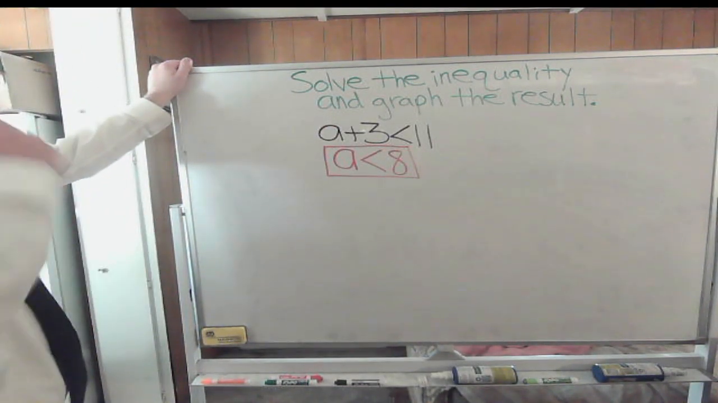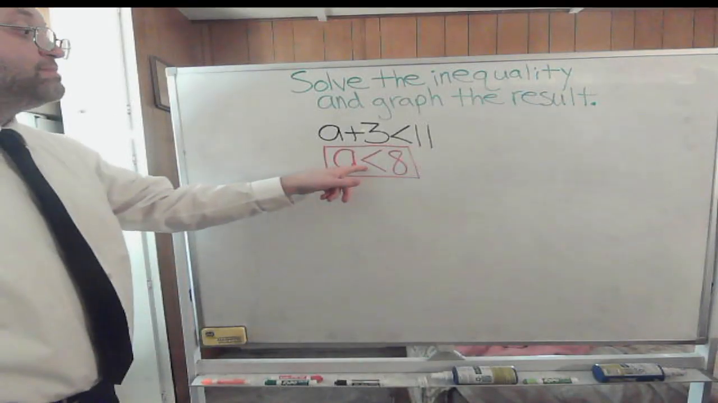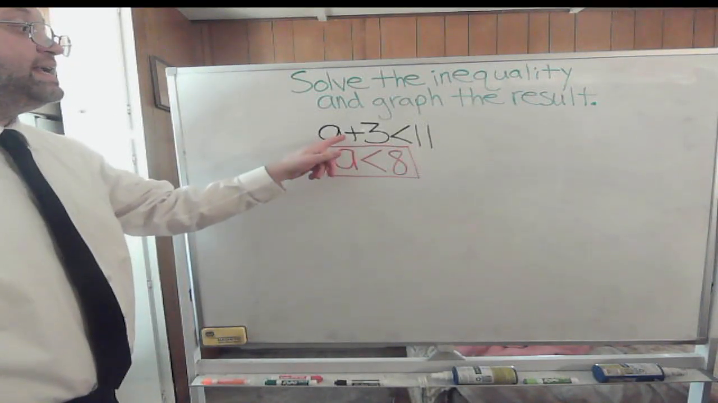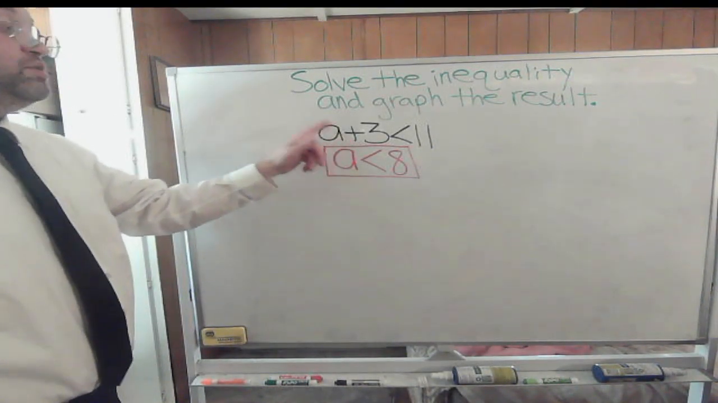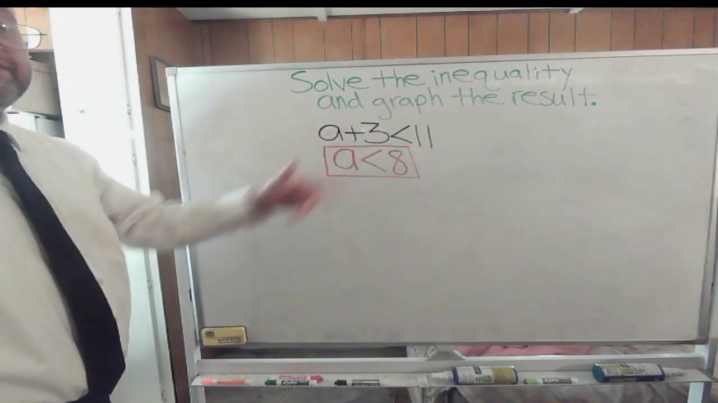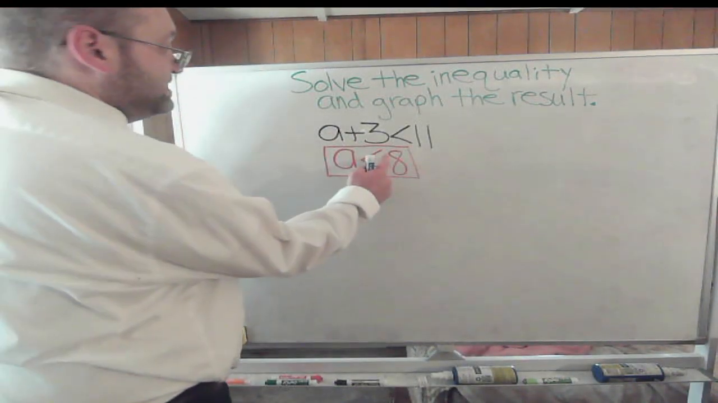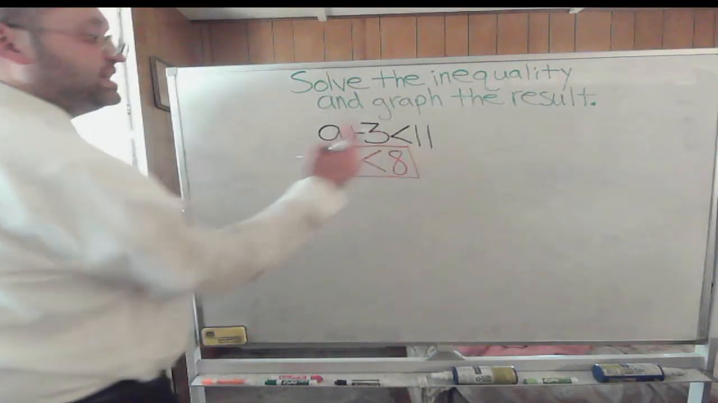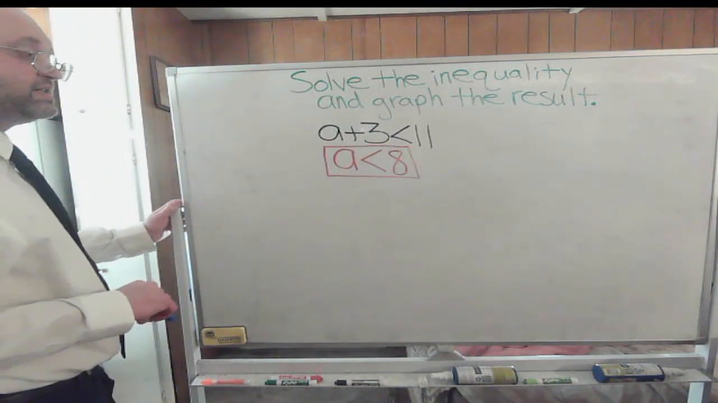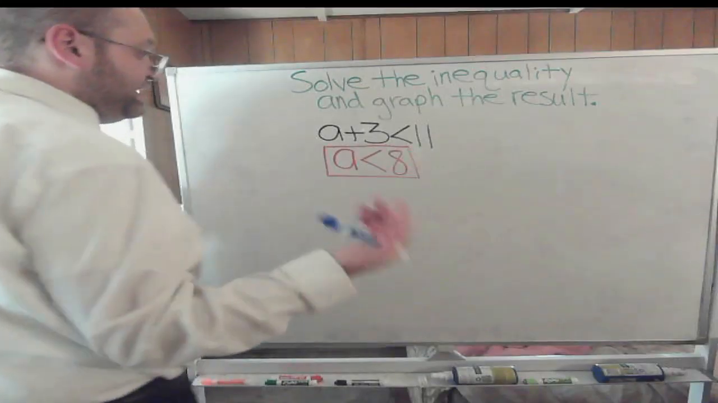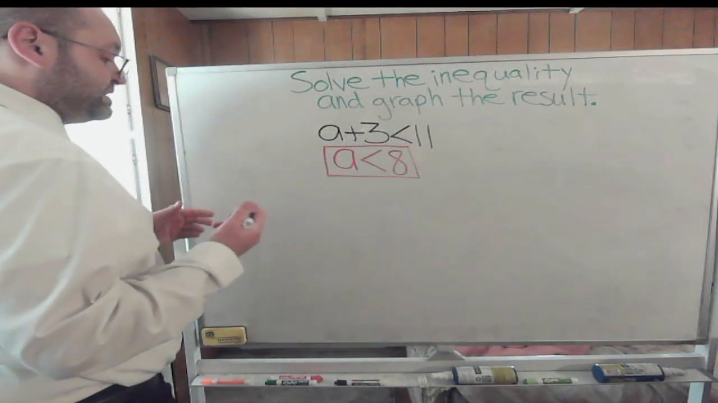Now, if you want to check your work, put in any number that's less than 8. If you put in 8 itself, you would get a false statement. You would have 11 less than 11. We know that's not true. So if I put in 7, 7 plus 3 is 10, that's less than 11. That's a true statement. So a is less than 8. That's a true statement.